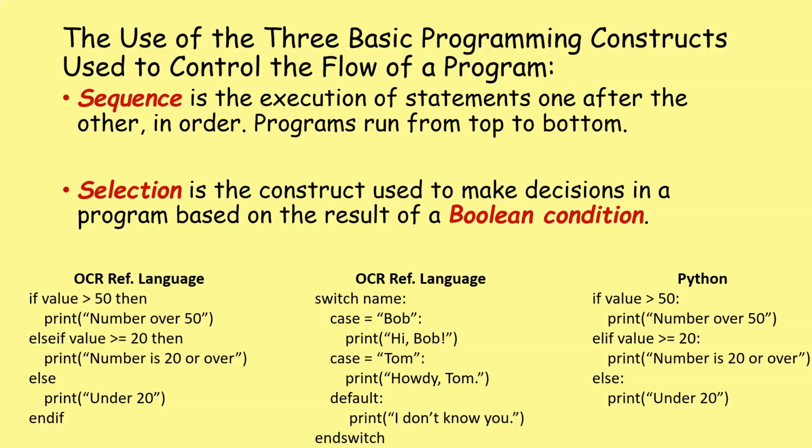If we have a look here, we've got some examples both in the OCR reference language and in Python. Starting first with the OCR reference language, the classic method of doing selection is the if, else if, else. So let's have a look at this program. If value greater than 50, then print number over 50. Else if value greater than or equal to 20, then print number is 20 or over. Else print under 20, end if.